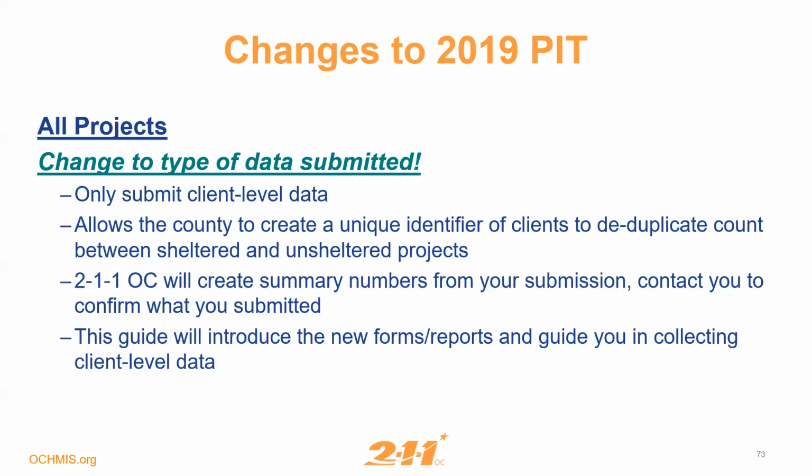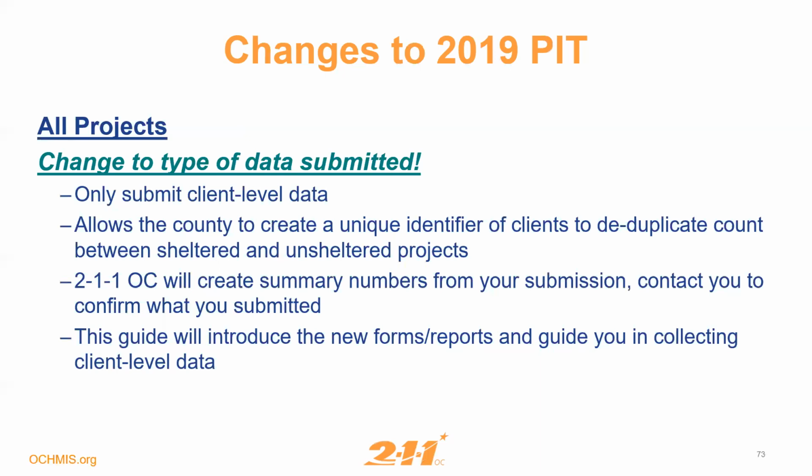So using this personally identifiable information, the county is going to be creating unique identifiers, and then they will use that unique identifier to make sure that no person is counted twice, that no person is counted on both the sheltered and the unsheltered counts.